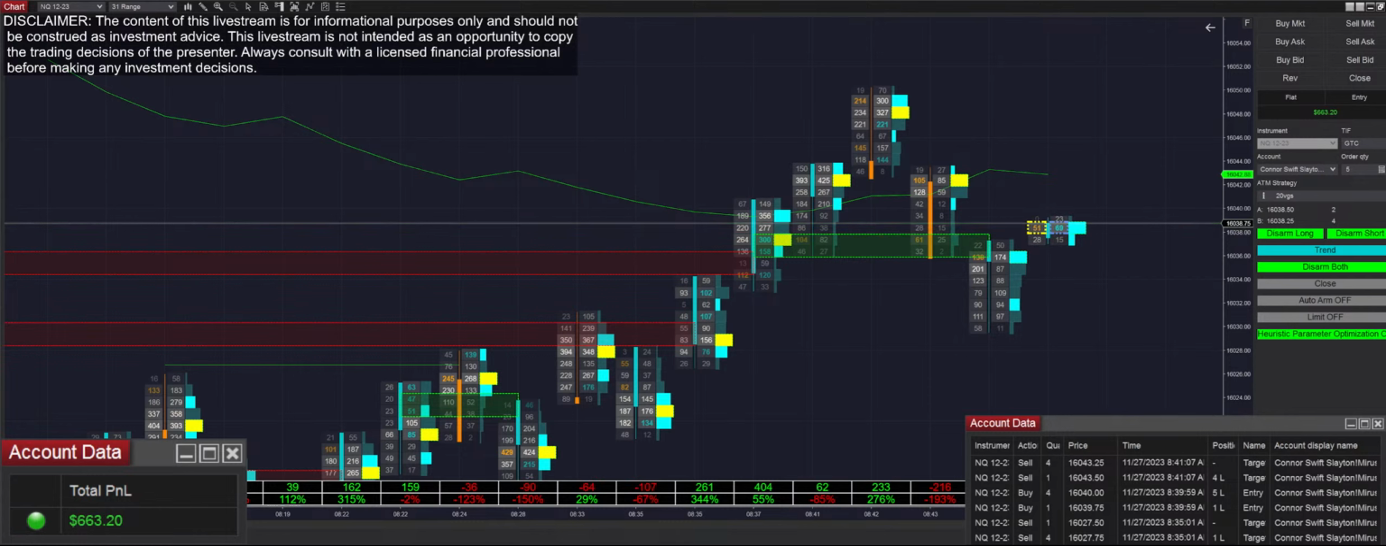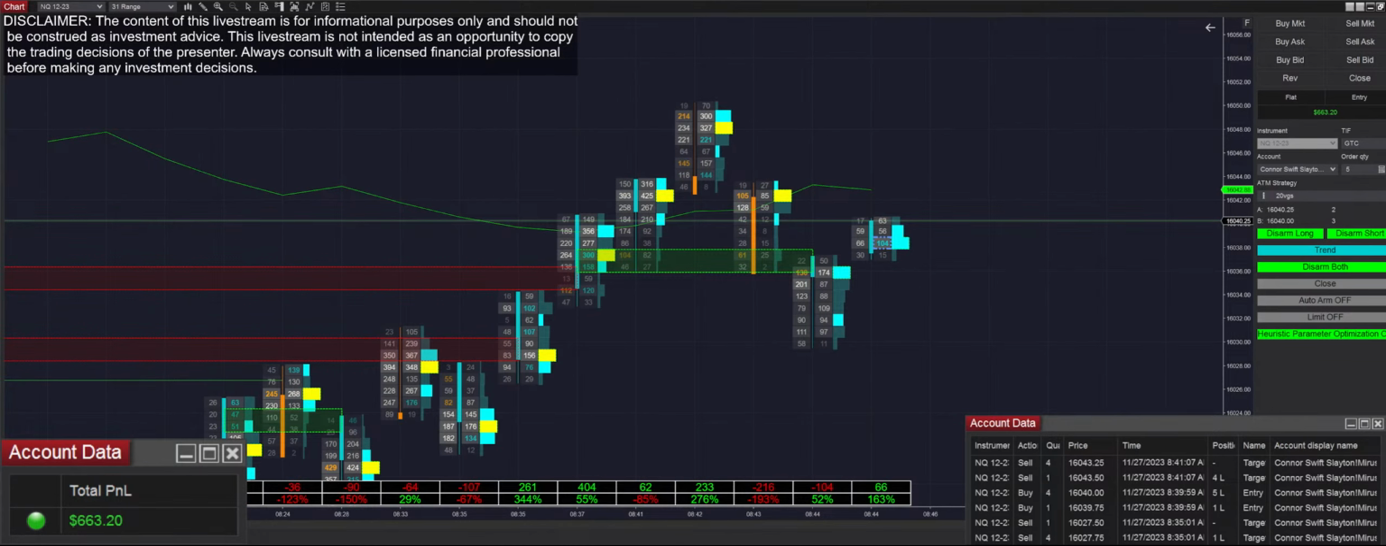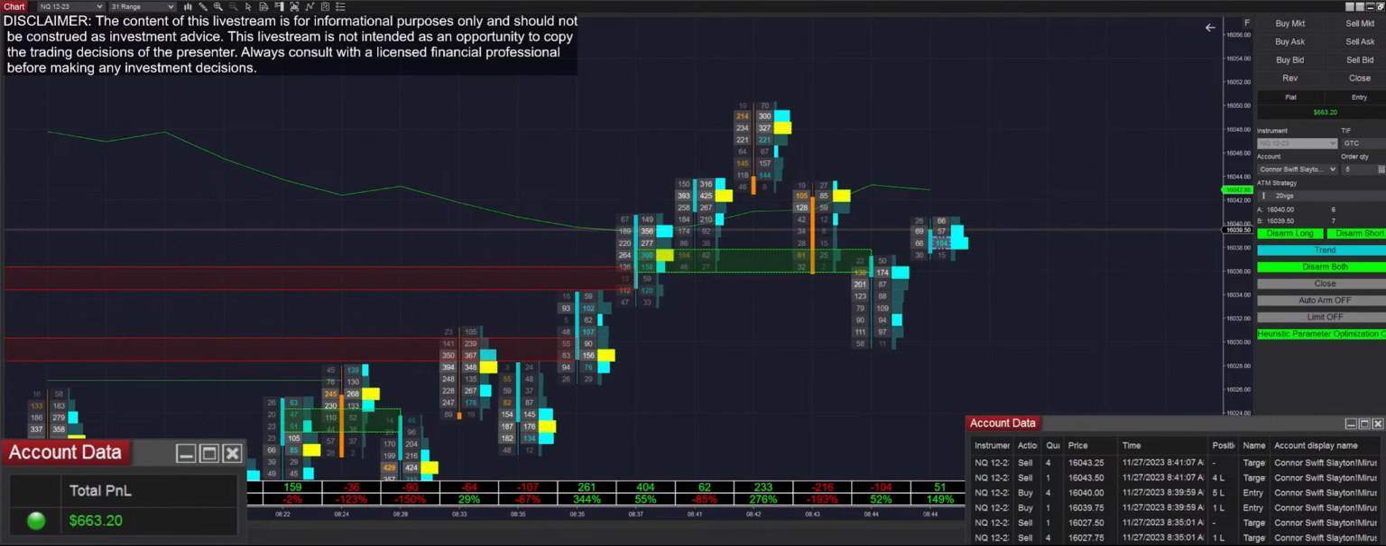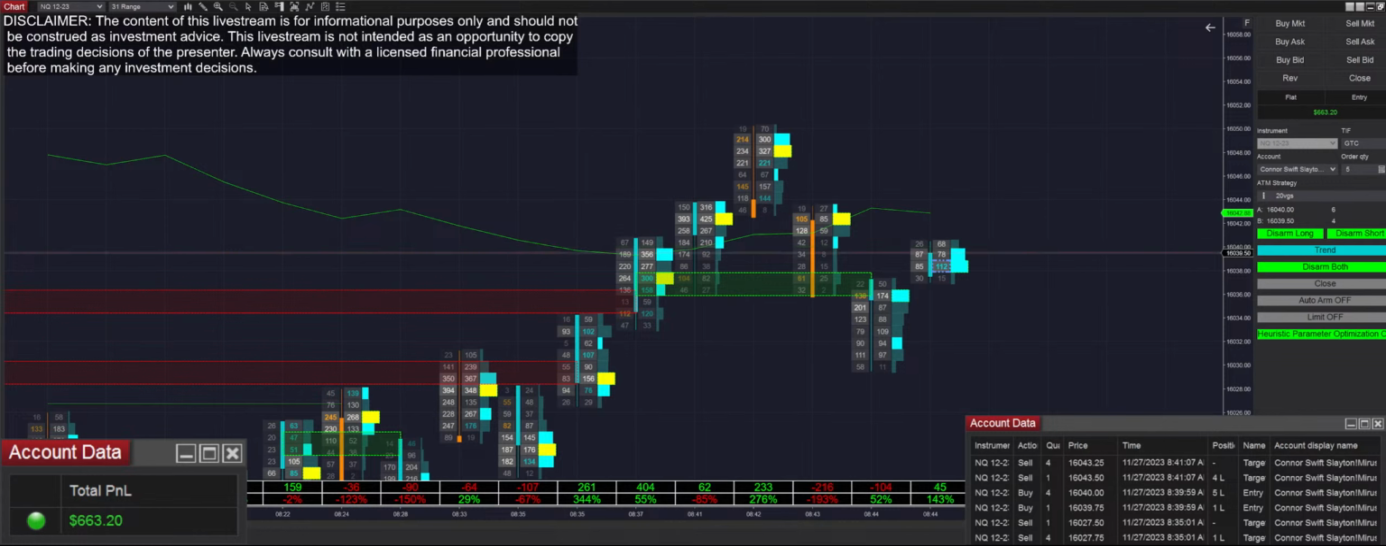Sorry about that. Some people are saying the executions window is blocking out the current delta value. I think this is better. Yeah, that looks like that makes sense. The model does not modify the ATM strategy at the moment. That's correct.